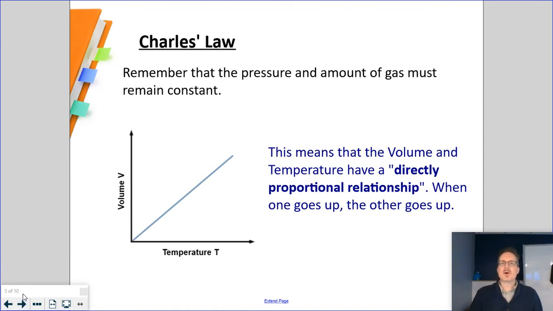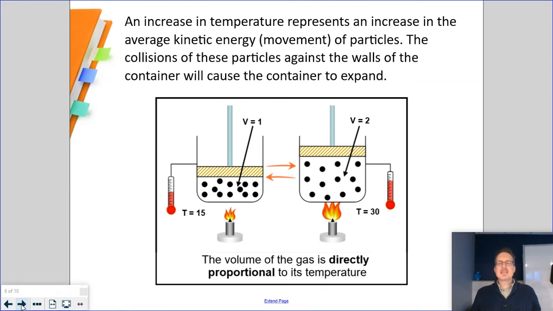So, like we did with Boyle's law, let's look at this comparison when we go to graph it. Boyle's law was inversely proportional. When pressure went up, volume went down, or vice versa. This is not true for Charles' law. In Charles' law, volume and temperature have a direct relationship, meaning when volume goes up, temperature is also going to go up. Or when volume goes down, temperature is also going to go down. This is called directly proportional, or a direct relationship.